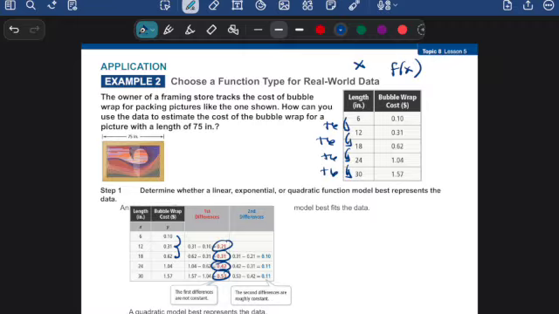So then let's move on to checking for quadratic. Check the second differences. Going from 0.21 to 0.31 is a second difference of 0.1. The next difference from 0.31 to 0.42 is 0.11. That's pretty close. And then from 0.42 to 0.53 is also 0.11. That's relatively close. That's close enough. So let's say that this is a quadratic model.